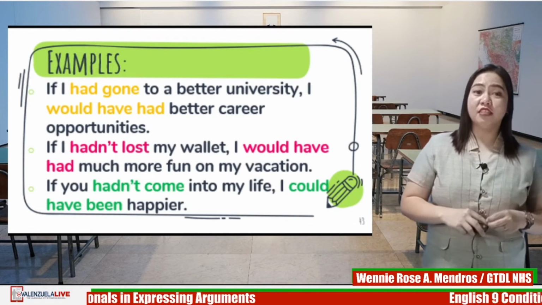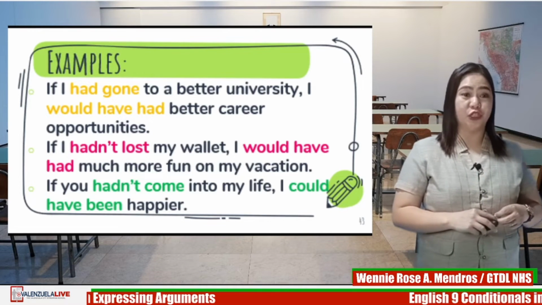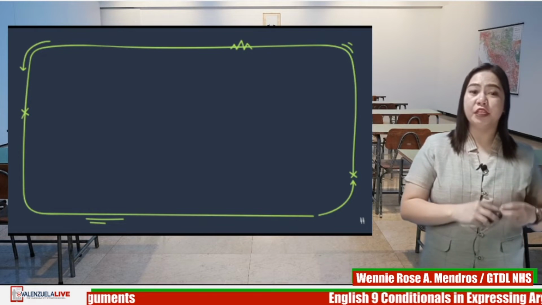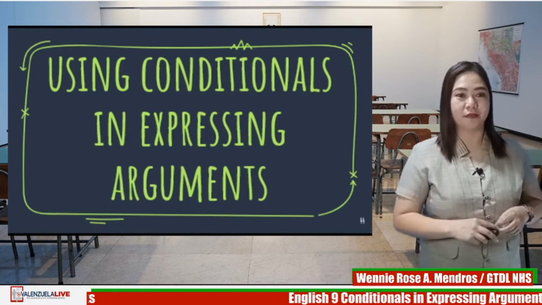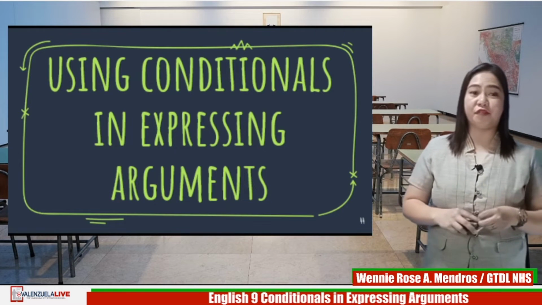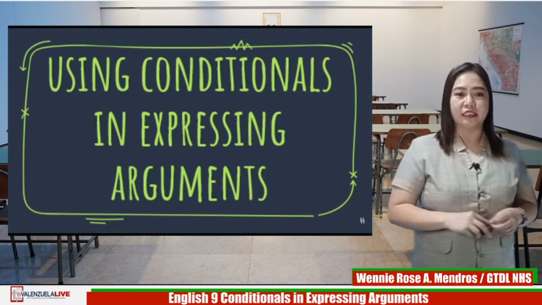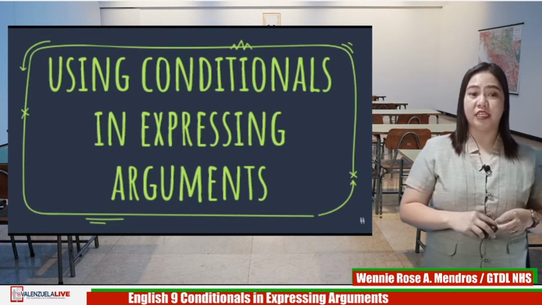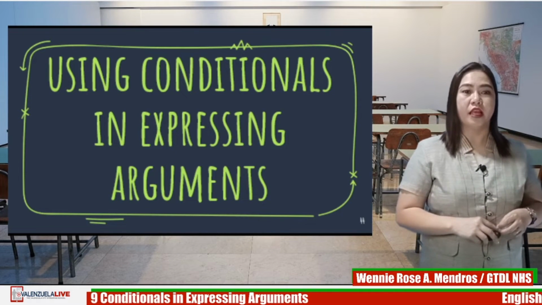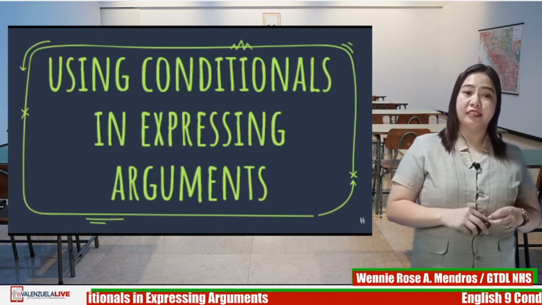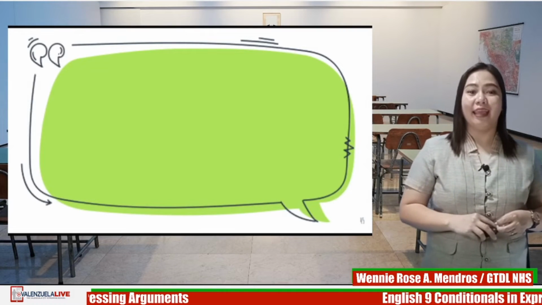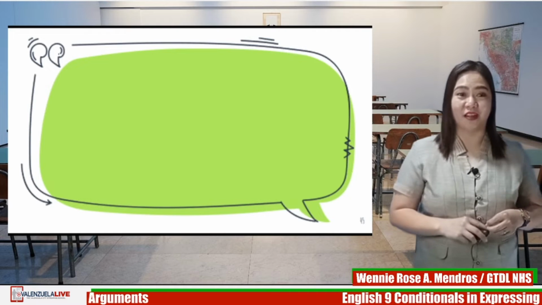We are just done discussing the basic structures of conditional sentences and the different types of conditionals. At this point, we will dive into using conditionals in expressing arguments. So, we'll talk about conditionals and arguments. Let us have a brief restatement. A conditional sentence expresses one situation as a condition for the occurrence of another situation or the result. That is why a conditional sentence is divided into two parts: the if clause, or the condition, and the main clause, which is the result.